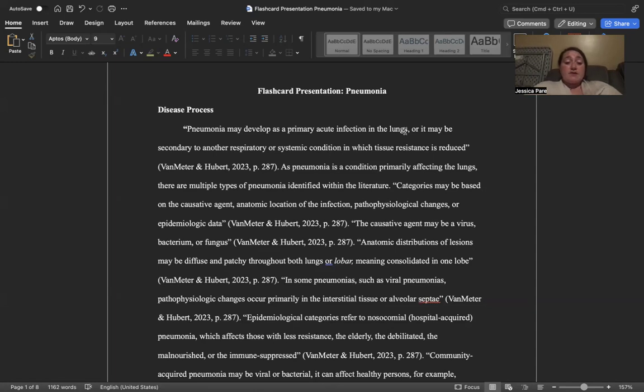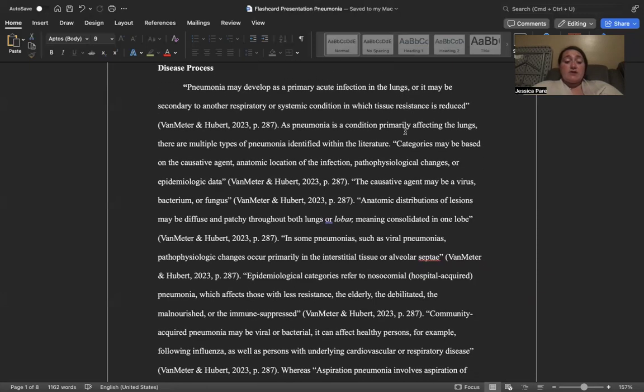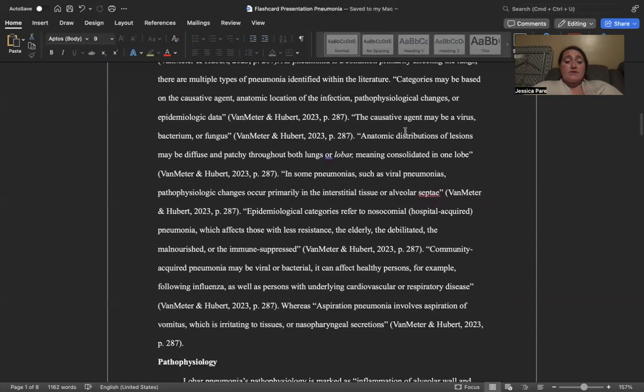In some pneumonias, such as viral pneumonias, pathophysiologic changes occur primarily in the interstitial tissue or alveolar septi. Epidemiological categories refer to nosocomial hospital-acquired pneumonia, which affects those with less resistance, the elderly, the debilitated, the malnourished, or the immunosuppressed. Community-acquired pneumonia may be viral or bacterial.